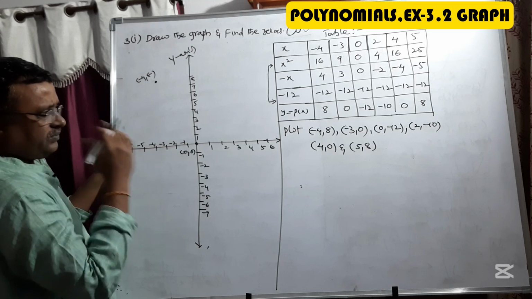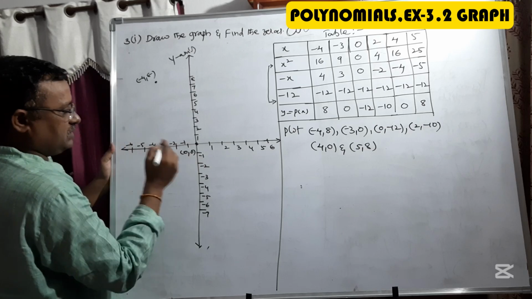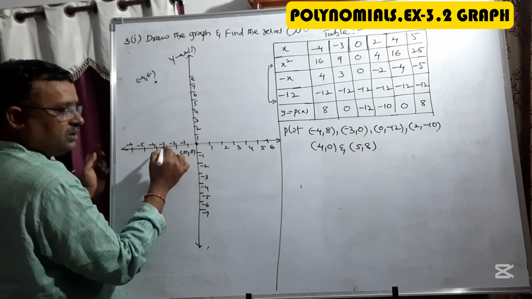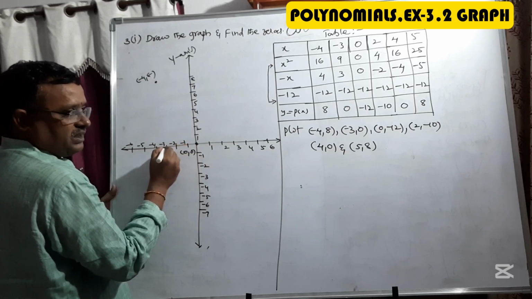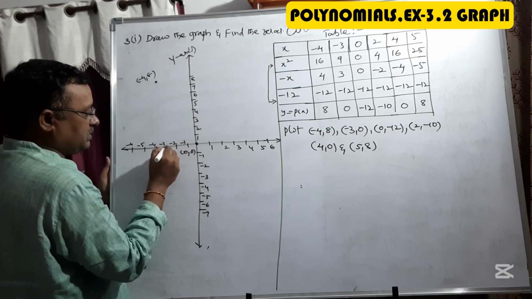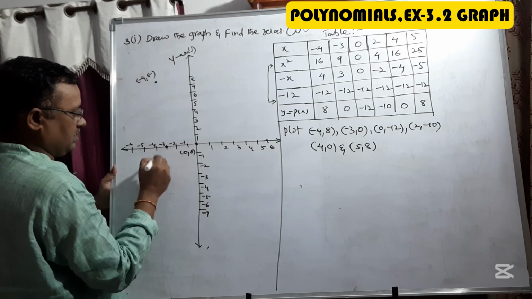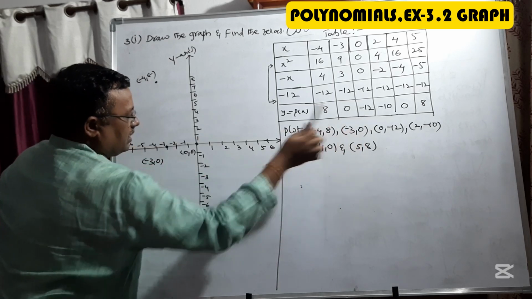Don't forget it. Second one, ordered pair (-3, 0). That is from the origin -3, 0. 0 means vertical movement is 0. So from the origin on the x-axis, x coordinate -3, vertical movement 0 means this is our destination, (-3, 0). Next, ordered pair (0, -12).